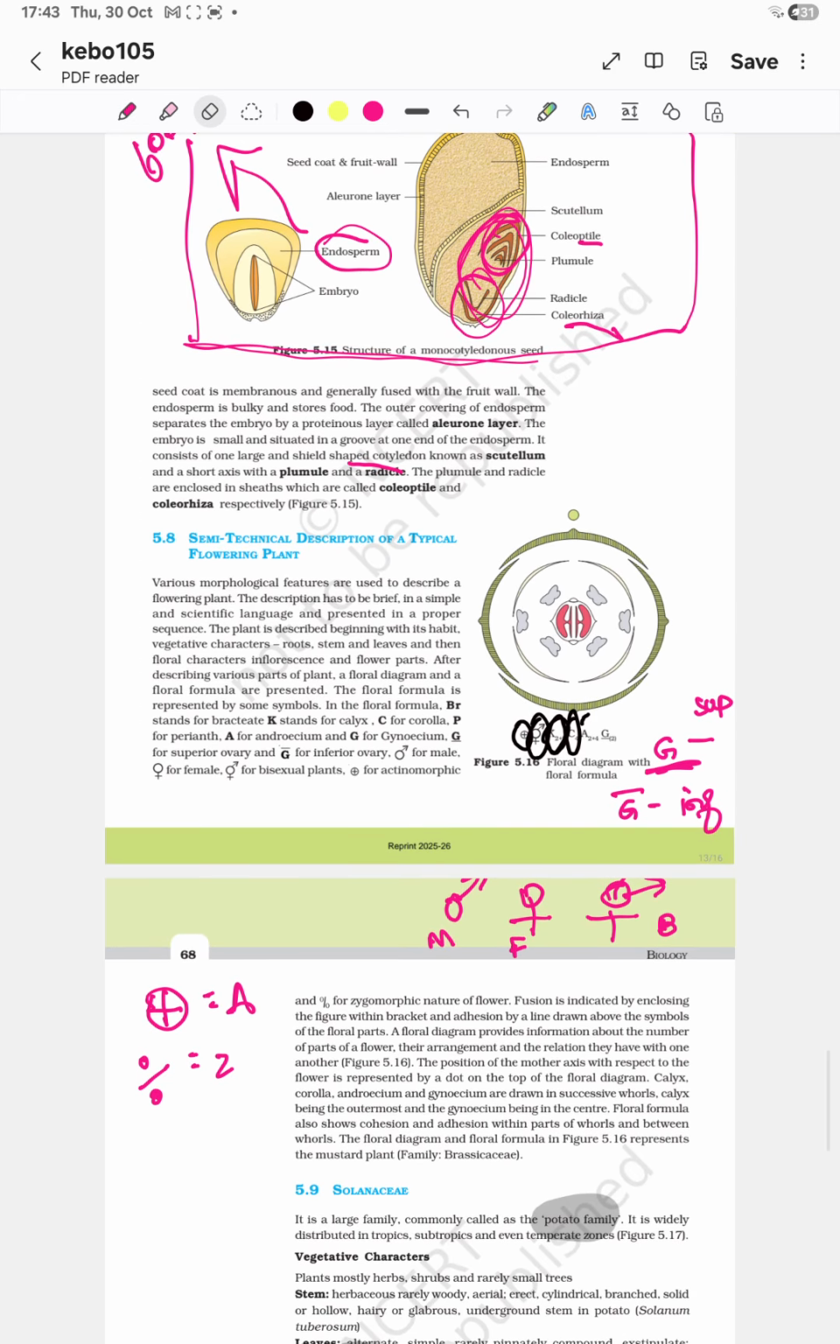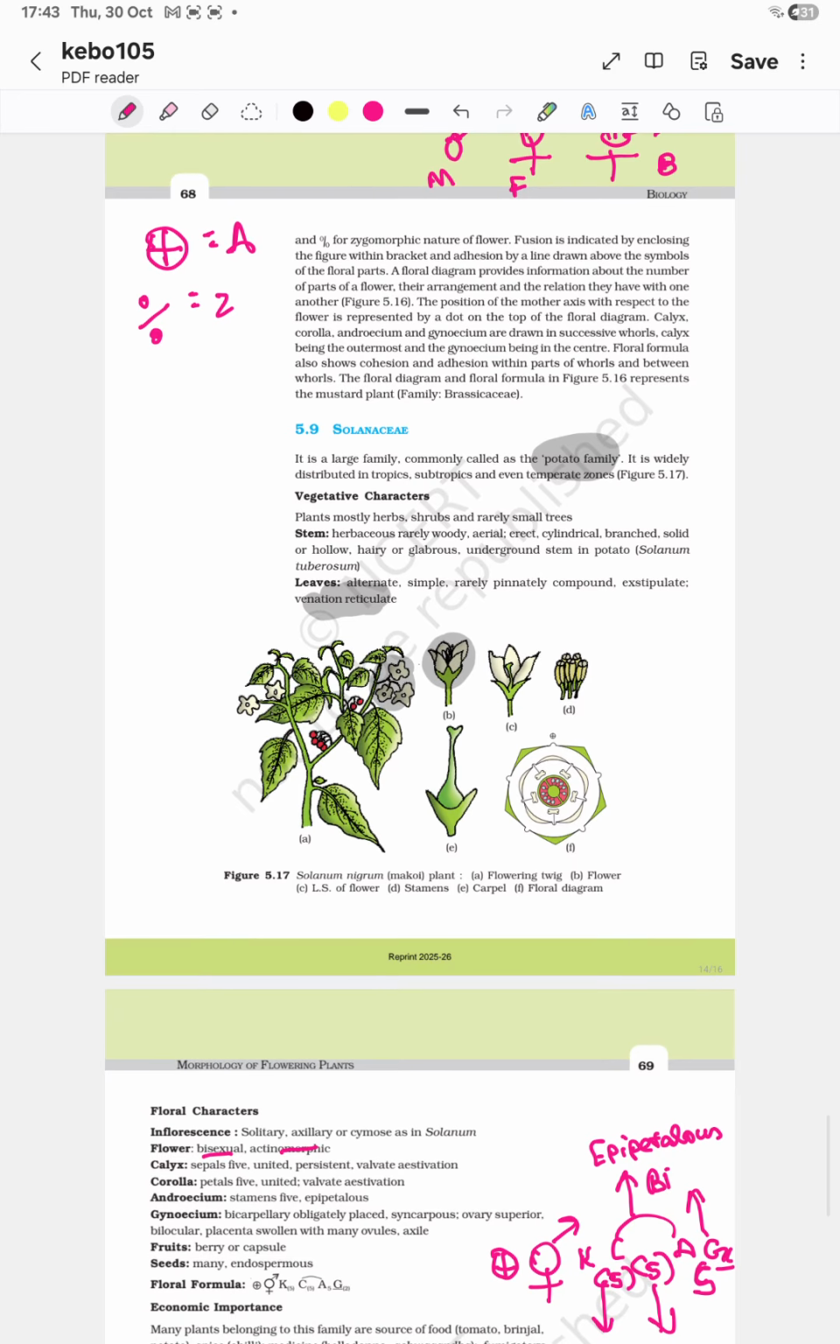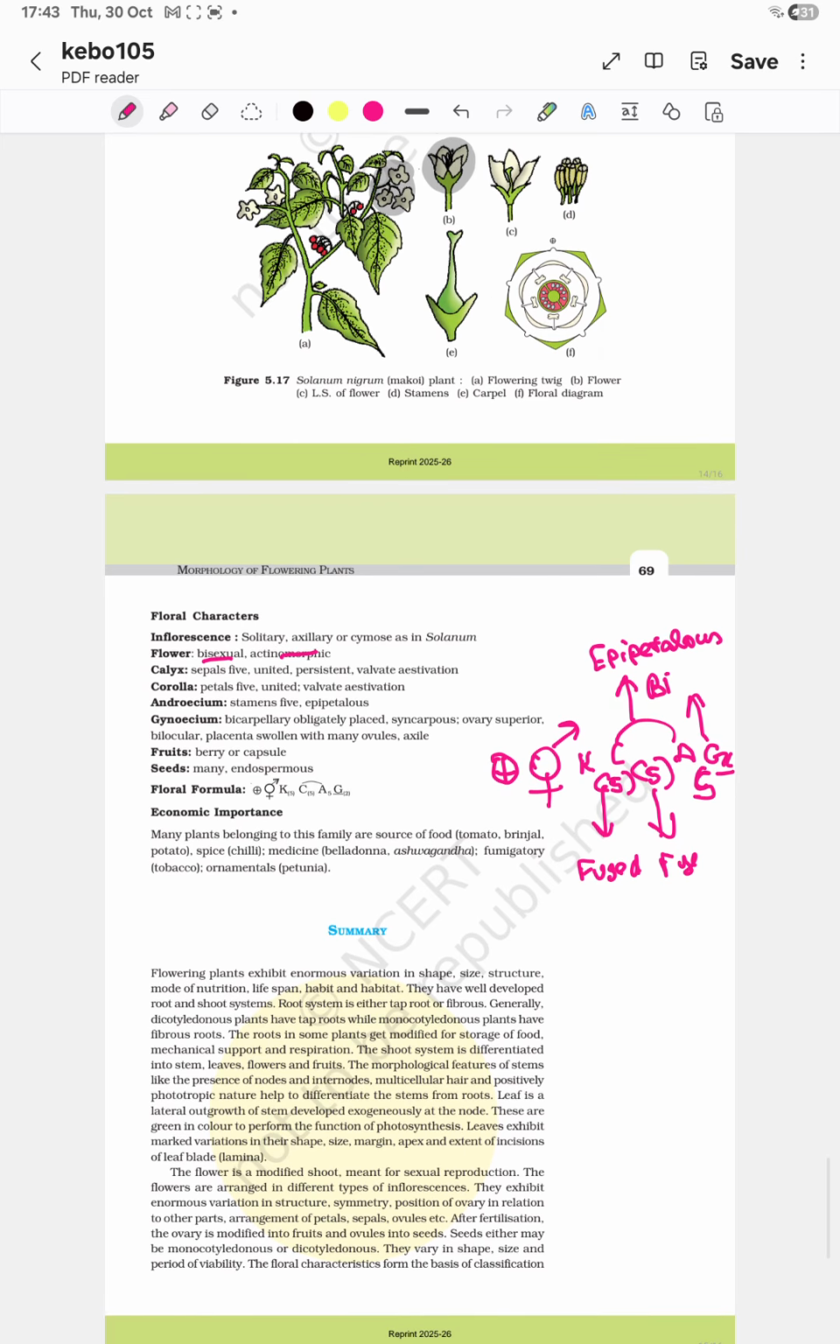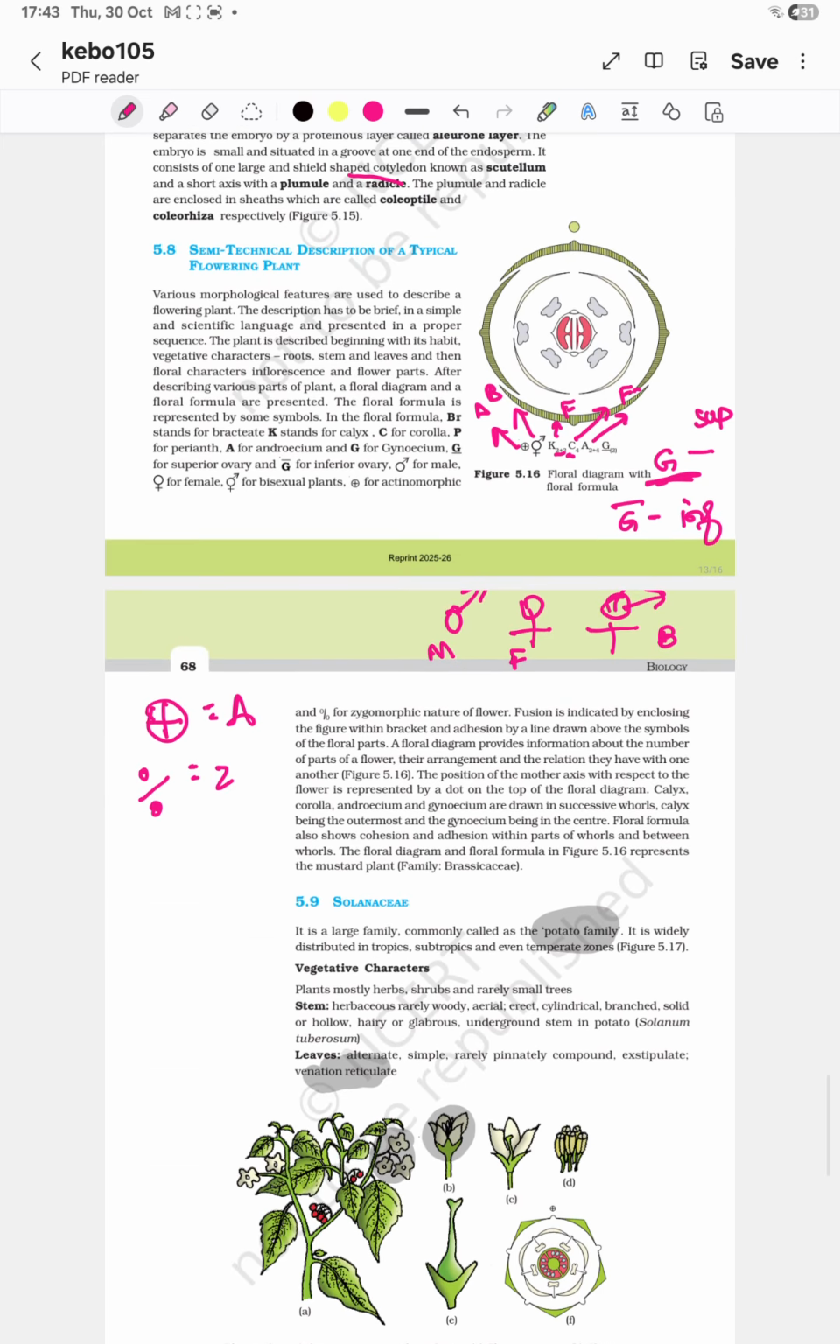Come on, sit here. This is actinomorphic, bisexual, 2 plus 2 bundles of calyx, which is free, 4 free petals, 2 plus 4 bundles of stamens, that is, and 2 superior ovary. Again, which is fused.